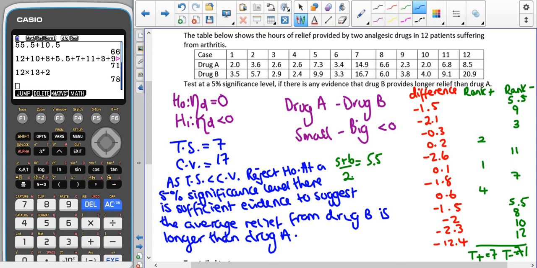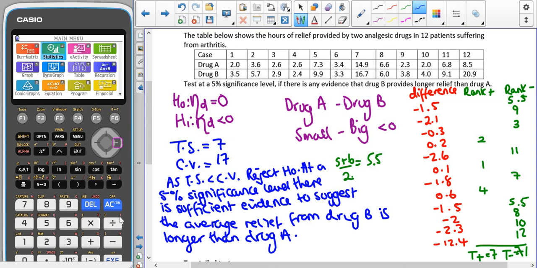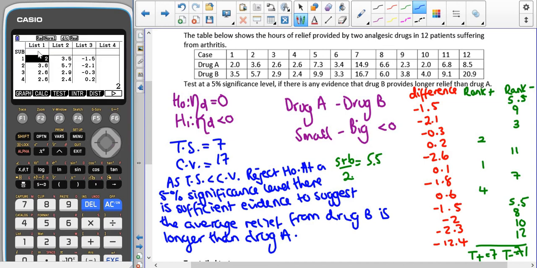So then finding the differences, if I just show you my calculator, put in drug A relief times in list 1, drug B relief times in list 2, and then going to the top and put in list 1 minus list 2 and getting the differences in list 3. And then I've written them down here.